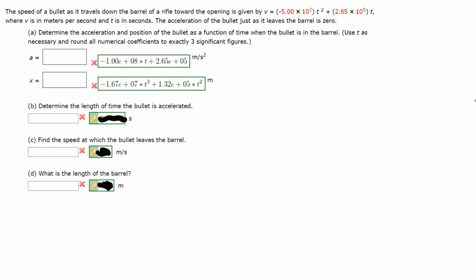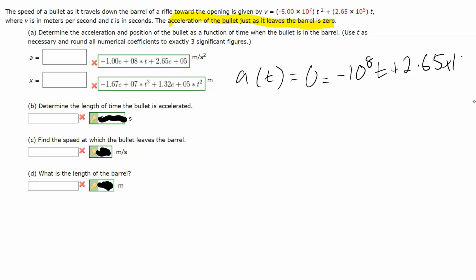But we don't know the length or the speed at the end, but what we do know is the acceleration at the end. It tells us the acceleration is 0. So we can say our acceleration as a function of time is going to be equal to 0. So what we can do is this whole thing, negative 10 to the 8th t, plus 2.65 times 10 to the 5th, equals 0. We're solving for t. So then you just solve for t.